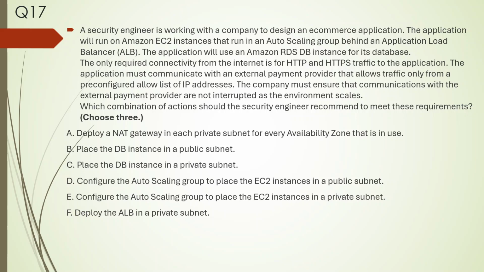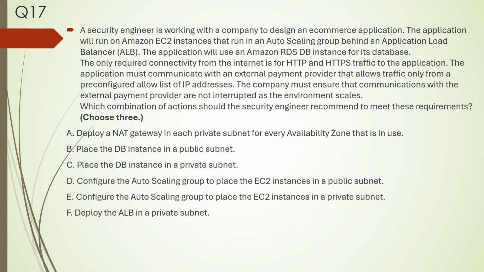Which combination of actions should the security engineer recommend to meet this requirement? Choose 3. Letter A, deploy a NAT gateway in each private subnet for every availability zone that is in use. B, place the DB instance in a public subnet. Place the DB instance in a private subnet for letter C. D, configure the auto-scaling group to place the EC2 instances in a public subnet. Letter E, configure the auto-scaling group and place the EC2 instances in a private subnet. F, deploy the ALB in a private subnet.